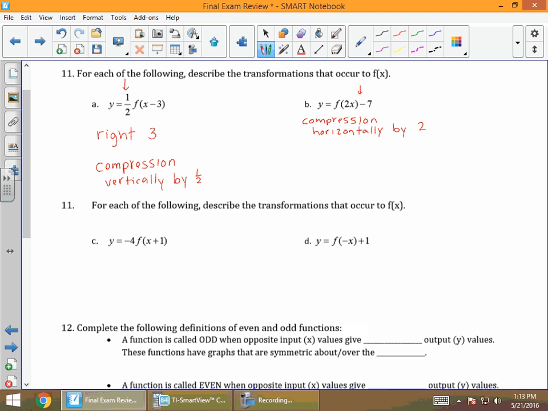And then on the outside, I have this minus 7. It's outside, so it's going to tell me exactly what I need to know about the y. So this is an up and down, and since it's minus 7, this thing goes down 7. So a compression horizontally by 2, and it went down 7.